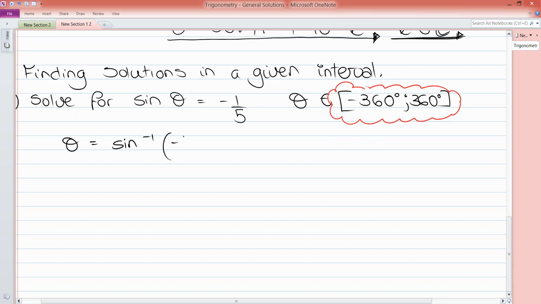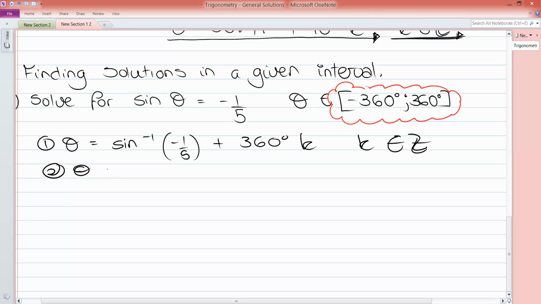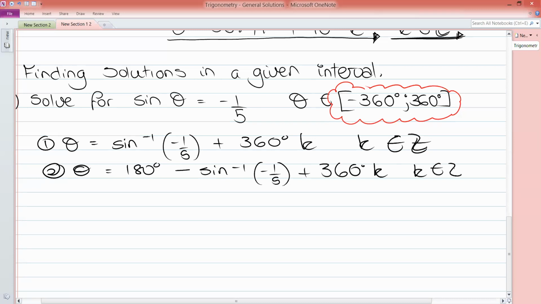Okay, theta equals inverse sine of -1/5 plus 360 degrees k, and k is an integer, right? That's your first one. Then your second one, theta equals 180 degrees minus the inverse sine of -1/5 plus 360 degrees k. K is an integer.